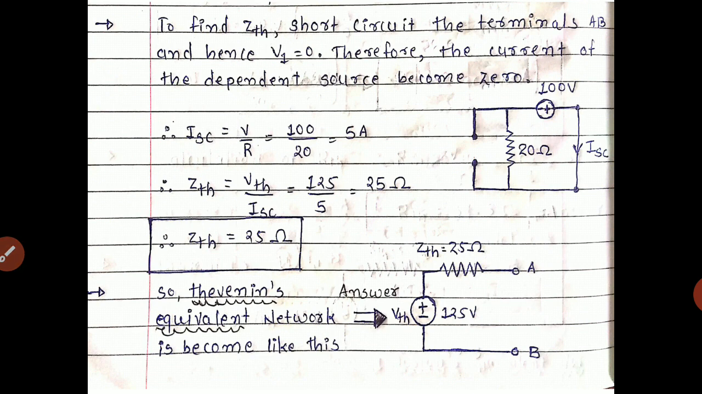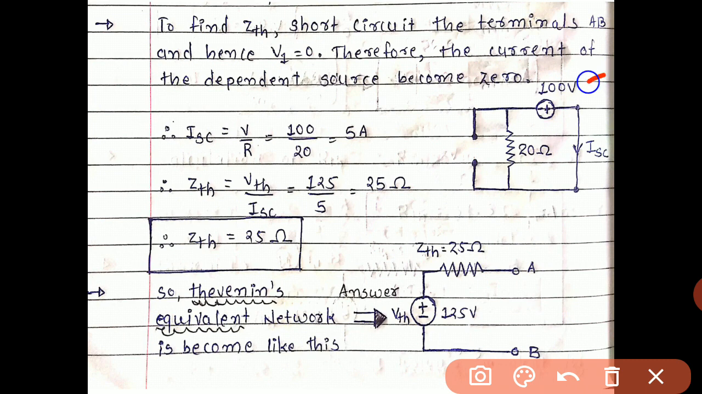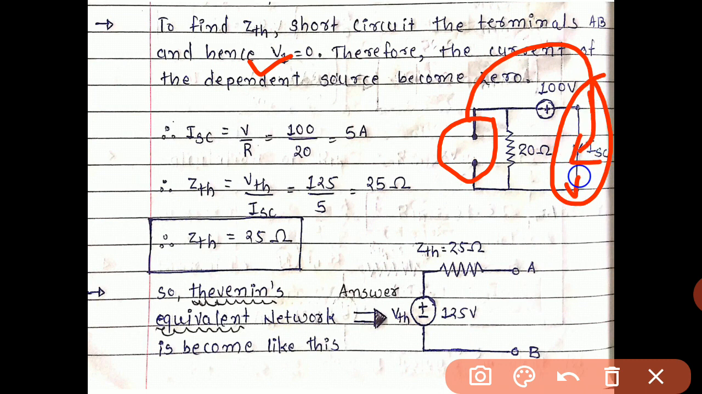So as discussed earlier, in the next step we calculate the value of ZTH. Short circuit the terminals AB. Whatever terminals we give notation, that is AB, will be shorted, and hence V1 equals 0. Why is V1 0? Because here the dependent current source is given, and its dependency is on this side where V1 is plotted. So here V1 is 0.